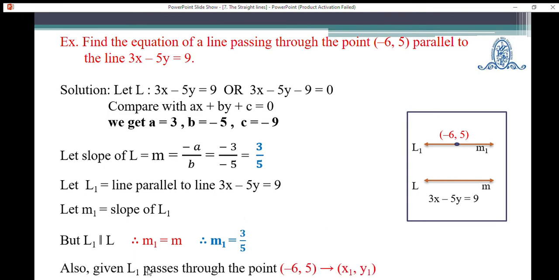Now the line L1 passes through the point minus 6 comma 5. Let us suppose that the point is x1 comma y1. Now your question is to find its equation. Its slope is now calculated. We have calculated its slope m1, 3 by 5. One point is given. So slope and point are now known to us. So by using which form can we find its equation? By using slope point form.